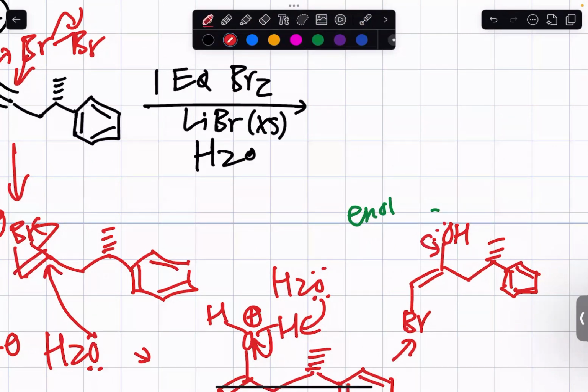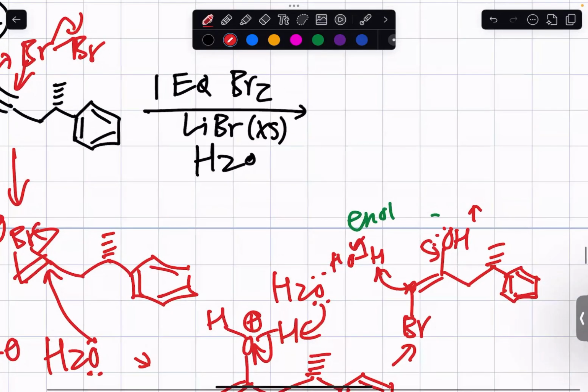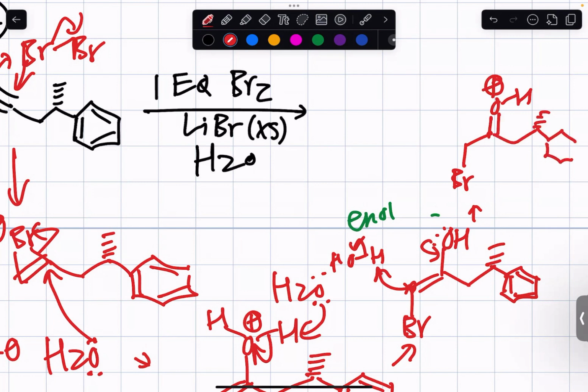So form carbonyl. Get protonated with the water. And Br. OH plus. And then the hydroxide ion that gets formed comes back, grabs the hydrogen, and gets our final product here.